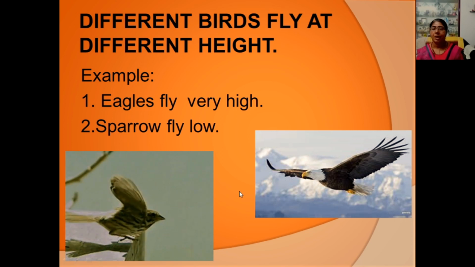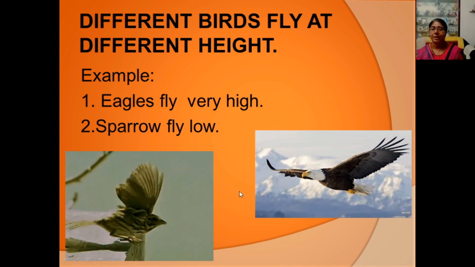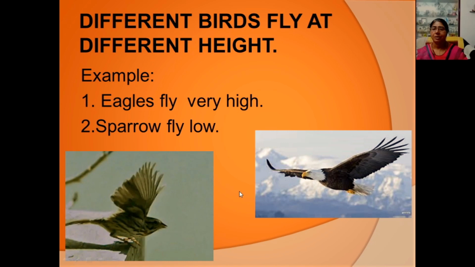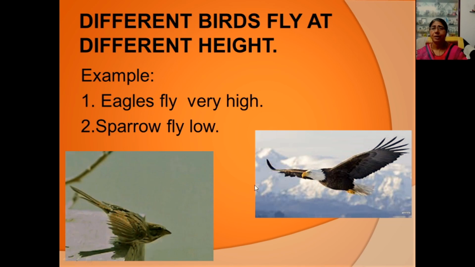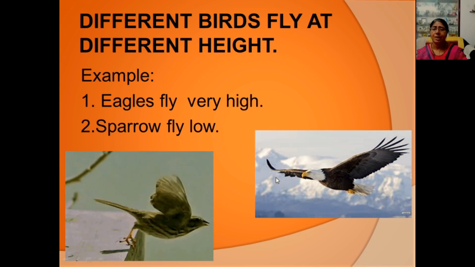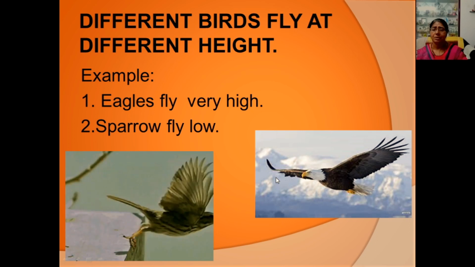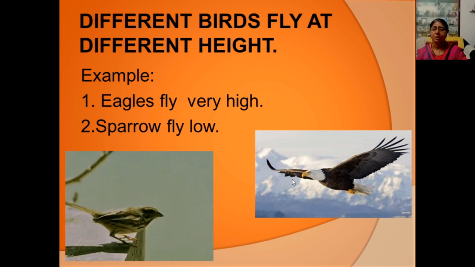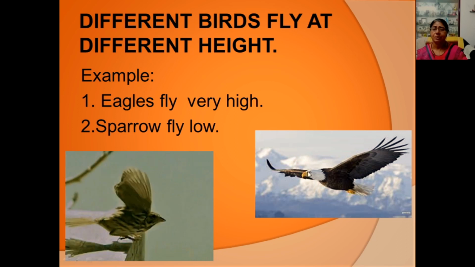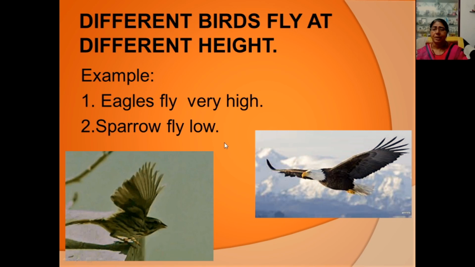Next, different birds fly at different heights. For example, eagles and vultures can fly very high. While flying in the sky, they can see very small animals like rat and chicken on the ground because they have sharp eyesight. Another bird is sparrow. They fly very low.